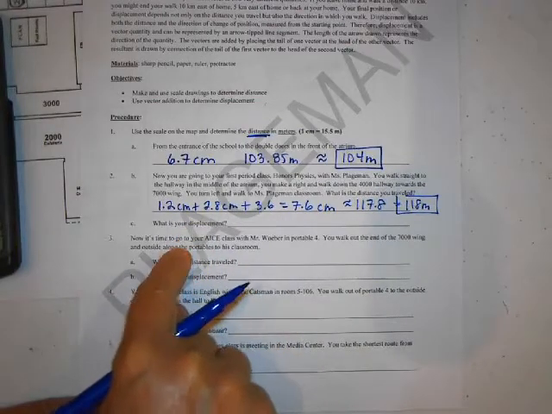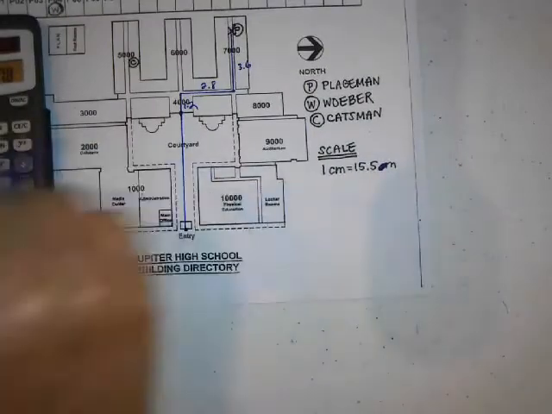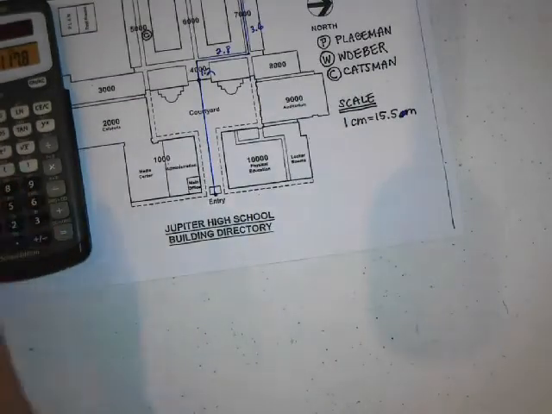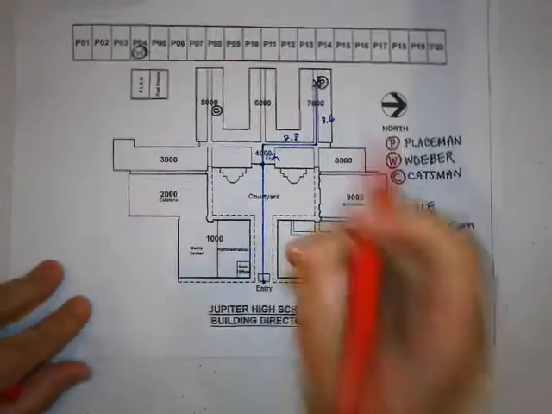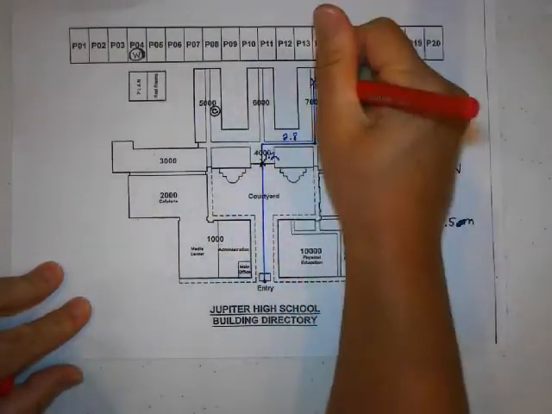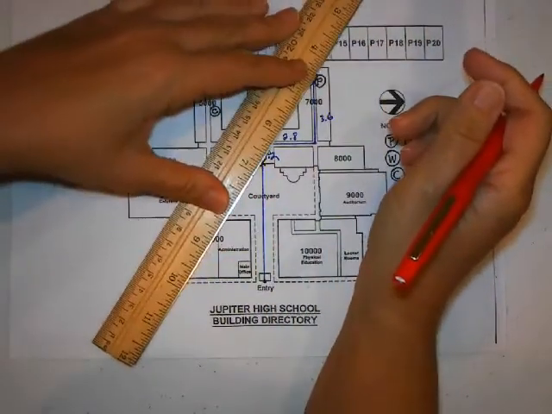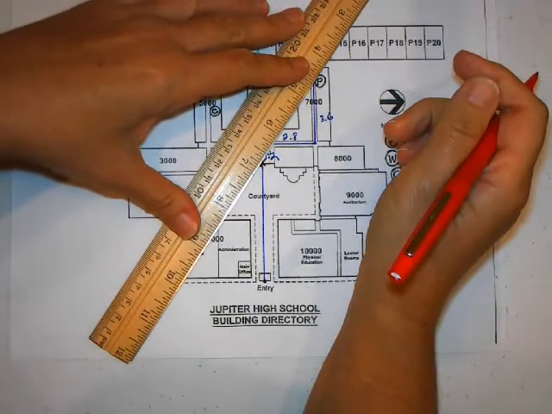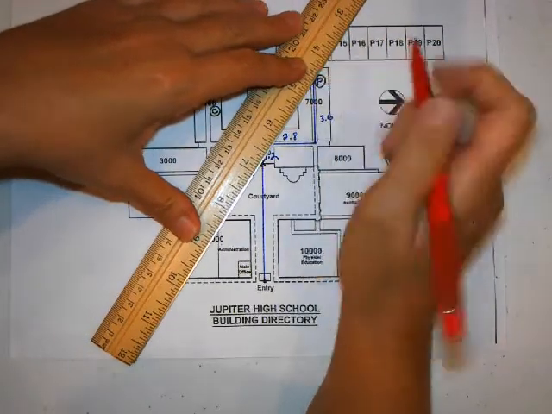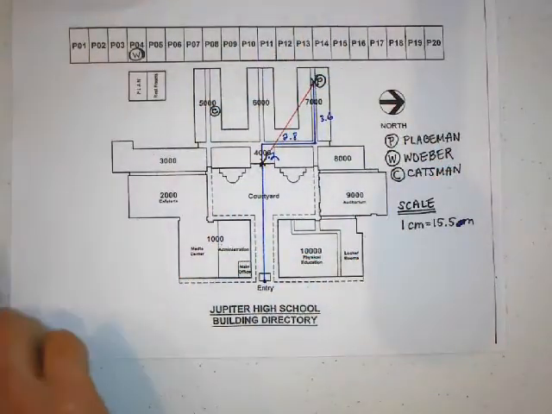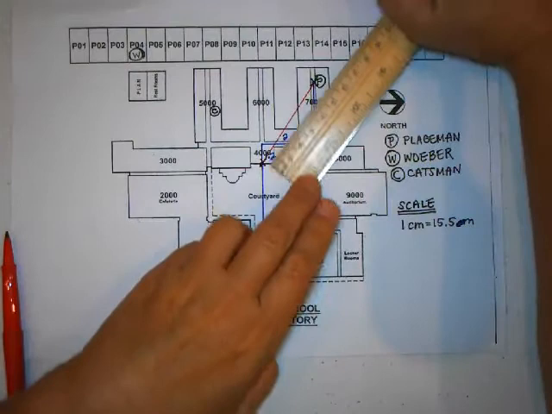Now, remember, my displacement is from where I start to where I end up. So if I look at my map, I started here, and I ended up there. So I'm just going to draw a straight line connecting those 2 points. So that's my displacement. So I'm going to take the ruler, and I'm going to measure that.